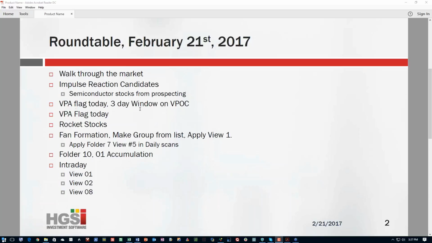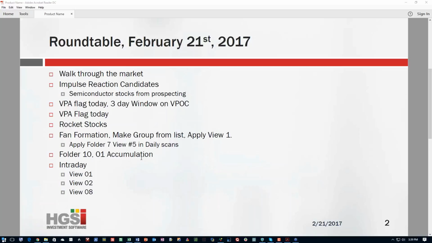I'm going to look at these screens, VPA flag today, and I'm going to start with the impulse reaction, VPA flag today, a 3-day window on the volume point of control, VPA flag today, what I call rocket stocks. I'm going to get into rocket stocks, talk about the fan formation, and then I'll make a group from the fan formation, and I'm going to apply another view, and that view actually looks for stocks that are in a counter trend to the primary trend.